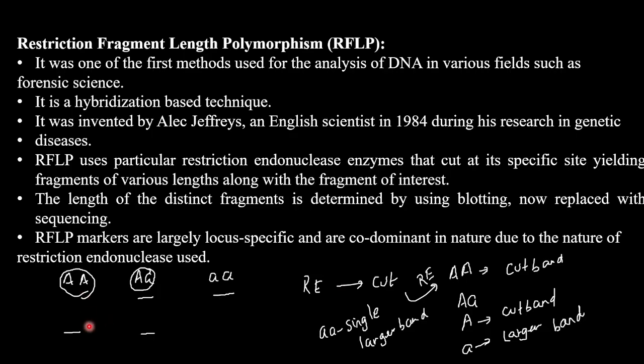Like in this example, if the individual is homozygote, it is going to be recognized by the restriction enzyme, so it will cut this particular sequence. You will get a smaller fragment. In case of capital A, small a, you will get two fragments, and in case of small a, because this site is mutated, the restriction enzyme will not recognize this sequence. You will get no cut, so one larger fragment. If you have a 200 base pair sequence fragment, then the restriction enzyme is not going to cut it. So you will get a larger fragment.